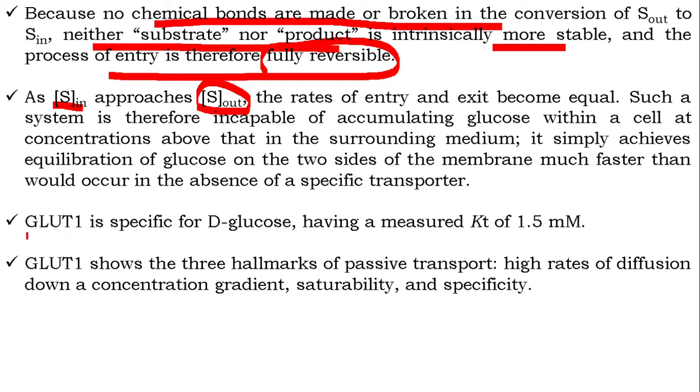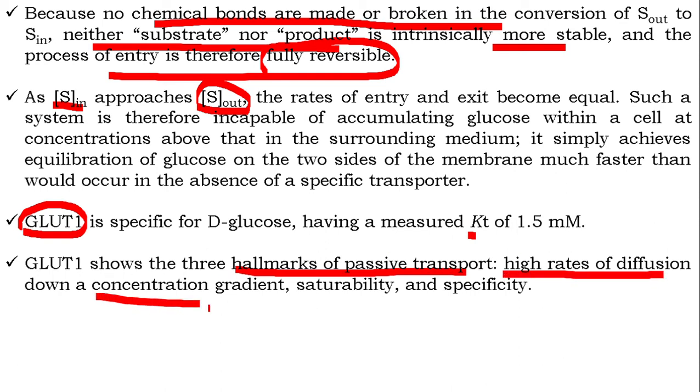And another feature is that the glucose transporters, GLUTs, are specific for, or they are sensitive to, the concentration of glucose. For example, GLUT1 has a kT of 1.5 millimole. Different GLUT molecules have different kT values. And remember, 3 hallmarks of passive transport: high rate of diffusion down a concentration gradient, saturability and specificity, all are shown by the GLUT1 molecule.